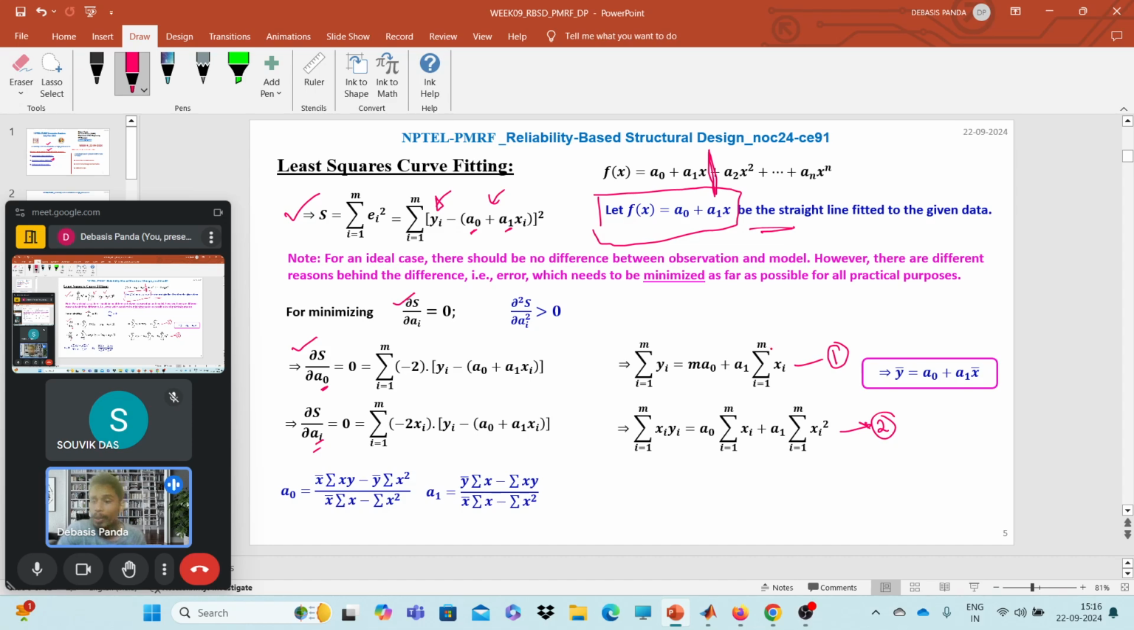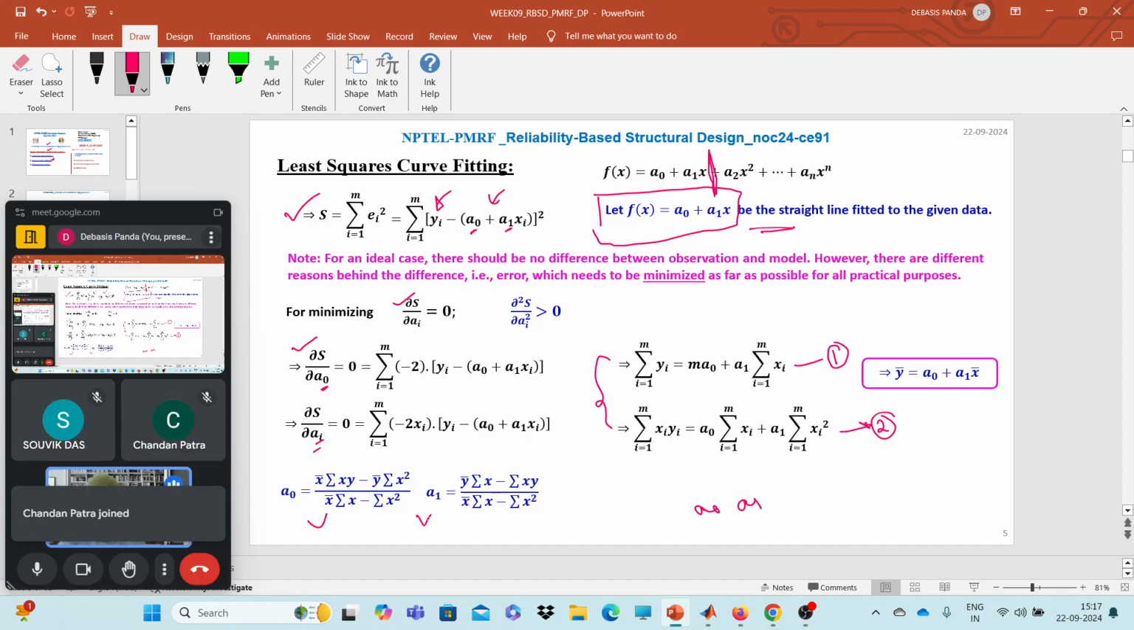Now what we need to do here to get that fit or that curve is solve for the unknowns. Here, what are the unknowns? We have two unknowns, a naught and a1. So we need two equations to solve these two unknowns. So these are the two equations to solve. By using these two equations, we can solve for a naught and a1. Here you can see the a naught and a1 have been solved.